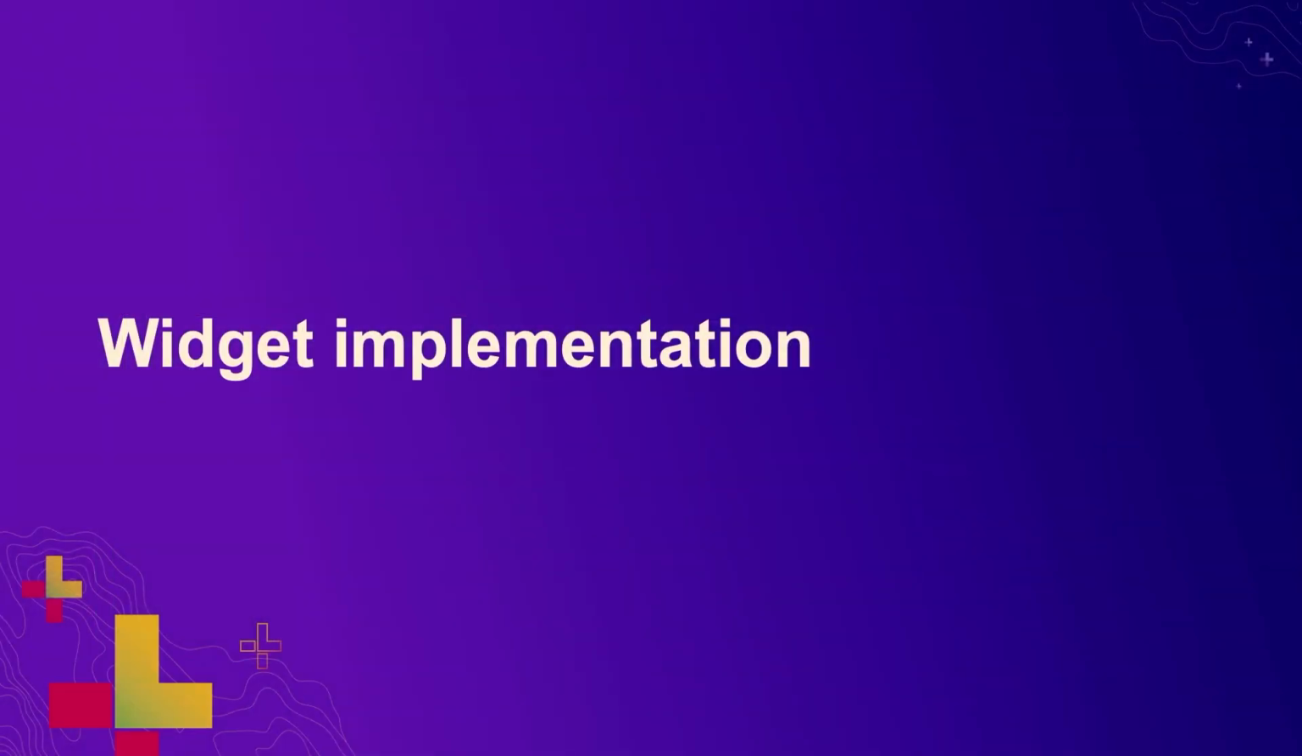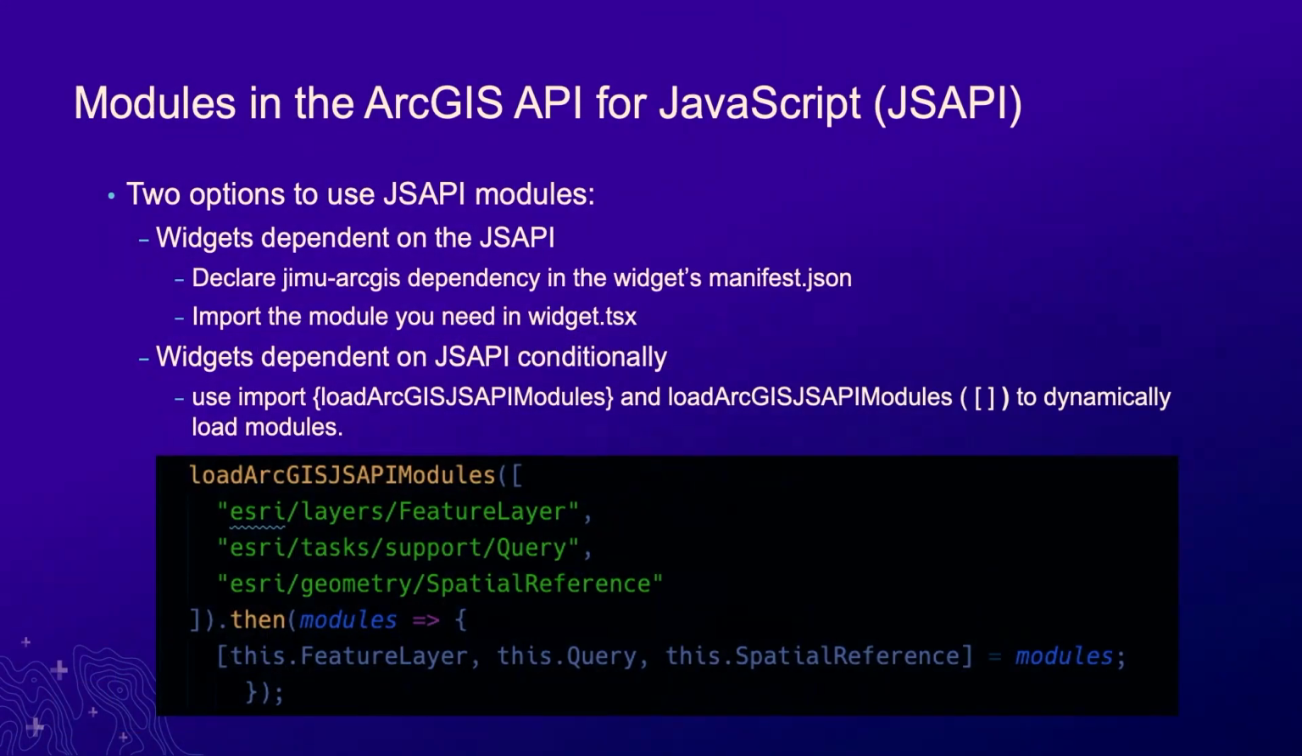So let's talk about widget implementation, and let's discuss some of the patterns that you're going to go through. Now, by default, Experience Builder does not load the ArcGIS API for JavaScript when the app loads. And we've done this for performance reasons. If you need it, it loads. If you don't have a widget that needs it, it's not going to load. So basically, there's two options to utilize JS API modules.